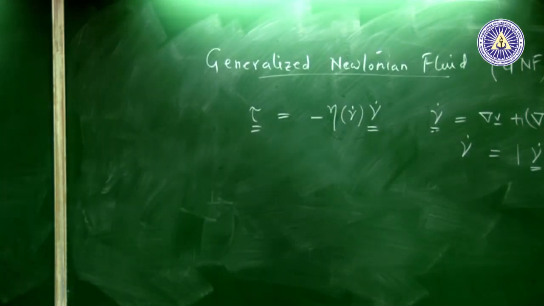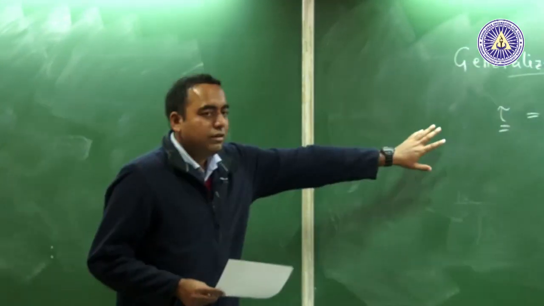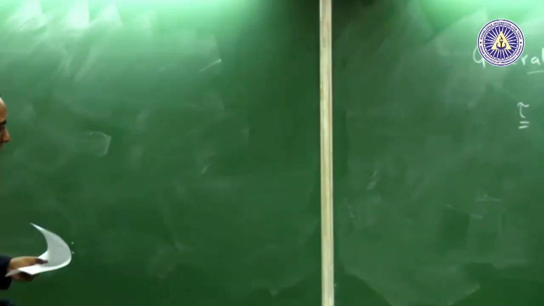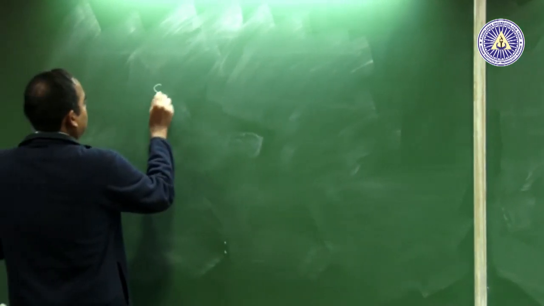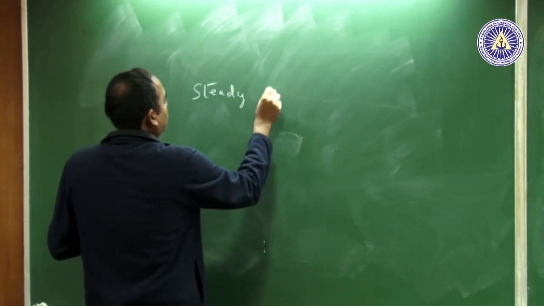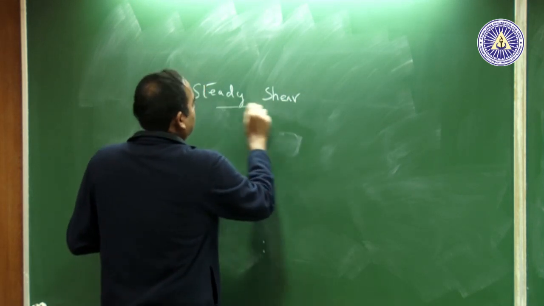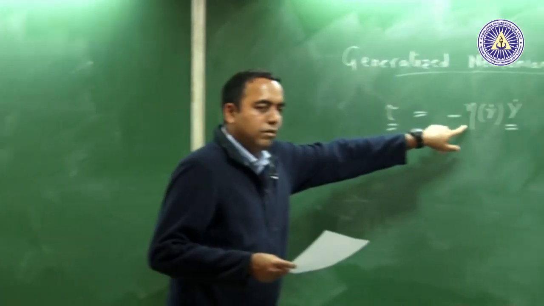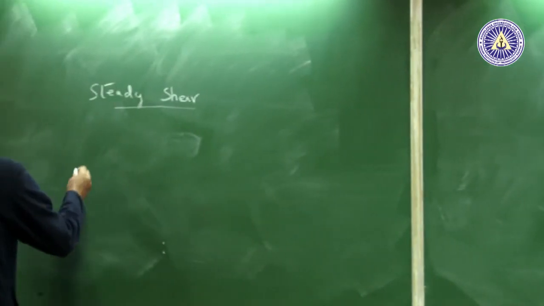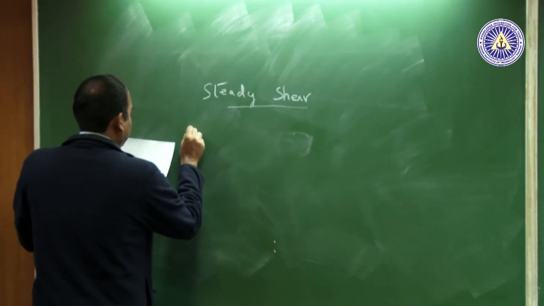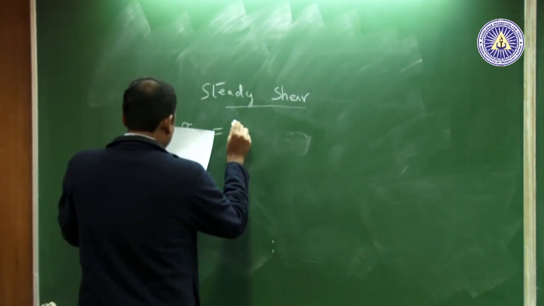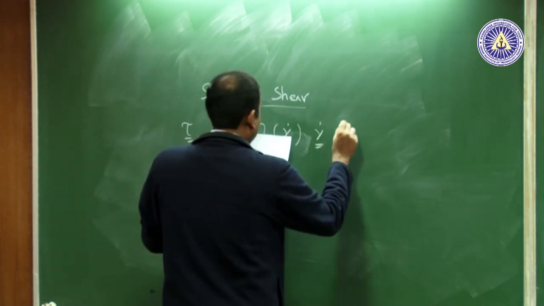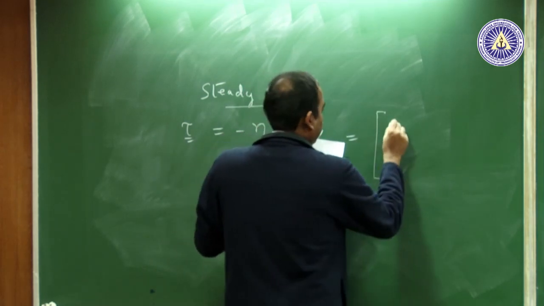Now that we have defined the generalized Newtonian fluid, without going into the details of this function, there are some generic comments that we can make. If there is a steady shear flow, let us go back to the steady shear and see what we achieved by putting this functional form instead of a constant. So, for steady shear, I now have tau equal to eta of gamma dot times gamma dot, so 0.